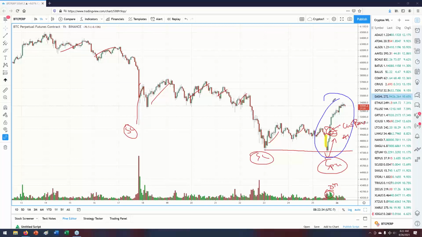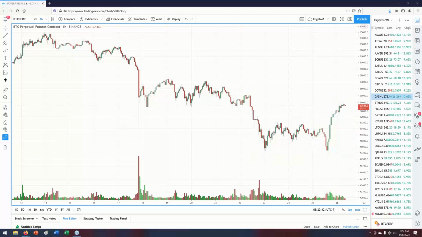And that is suggestive that at least temporarily we stop going down and we're in some kind of change of behavior. Okay, so what's the key now? What's the strategy? For me, the strategy is just to trade it.